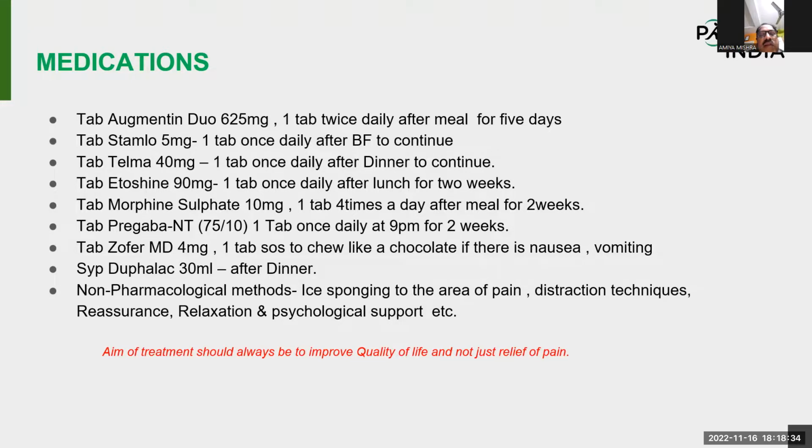And for the morphine side effects, Jofor MD 4 milligram was given if there is any history of nausea or vomiting, and syrup Dufalac for constipation. Non-pharmaceutical methods like ice sponging to the area of pain, distraction techniques, reassurance, relaxation, and psychological support were all explained to her. Next slide, please.